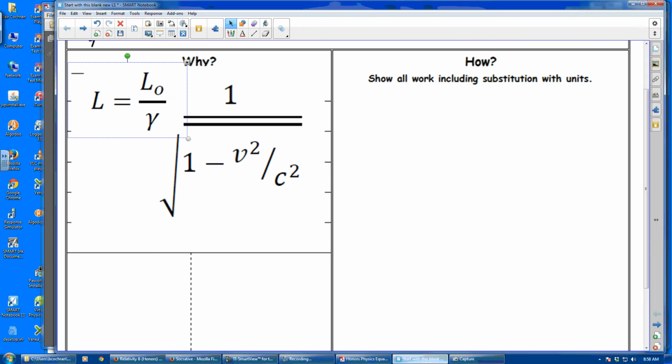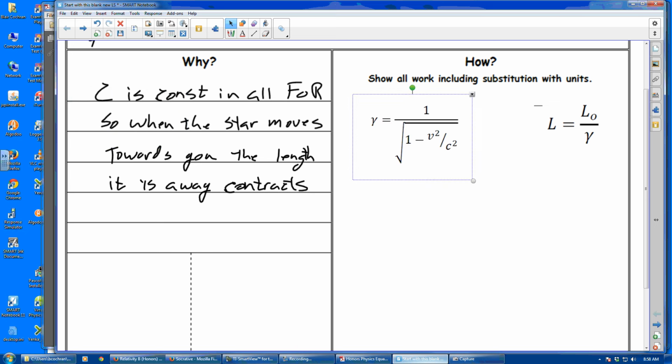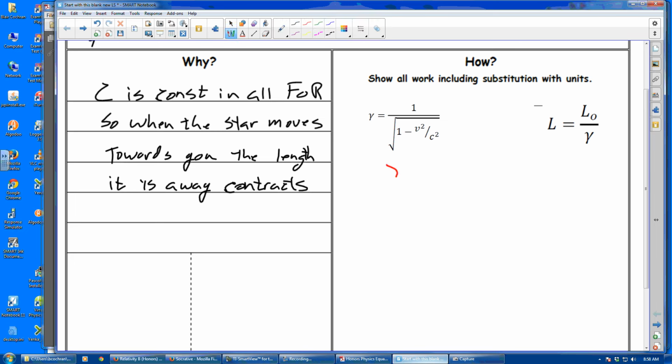So come back here. All right. So it's always good to remember that gamma is greater than 1. Therefore, L is always less than L naught, right? So this would be the length as seen from the ship. This will be the length as seen from Earth, because length contracts. So the ship sees this length contracted as compared to how the Earth sees it.